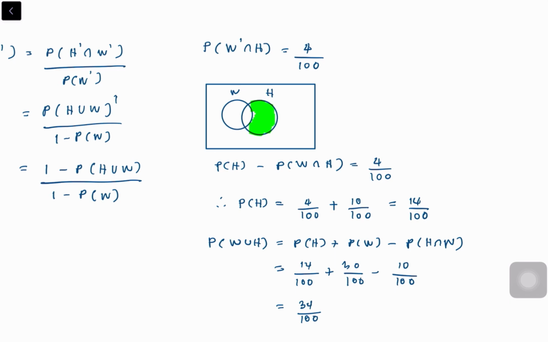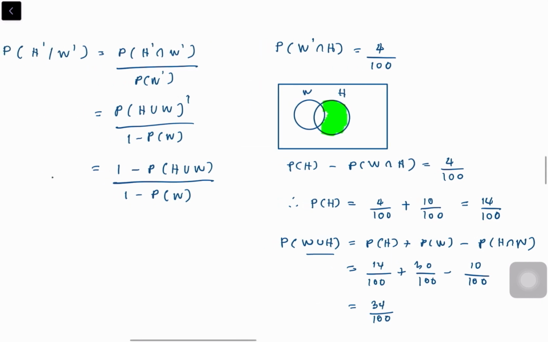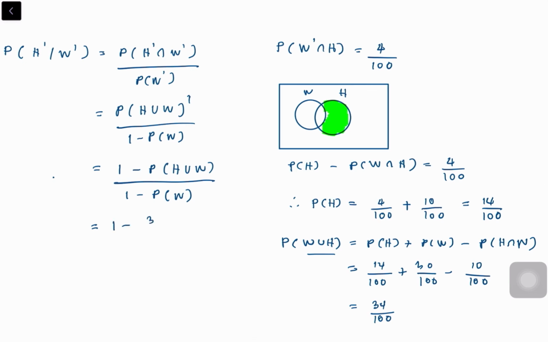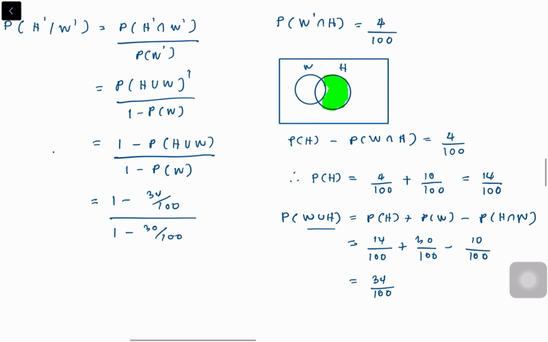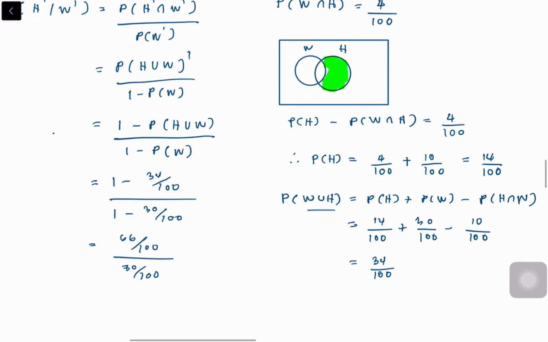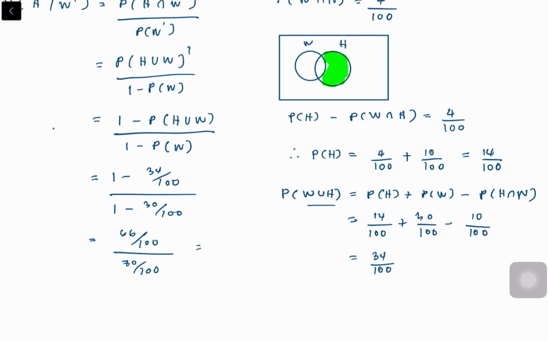Then since we already have the value of W union H, we just plug it into our formula, which is 1 minus 34/100, divided by 1 minus the probability of W, which is 30/100. Therefore we have 66/100 divided by 70/100. This is equivalent to 66/70, and after simplifying you're supposed to have 33/35. So this will be the final answer.